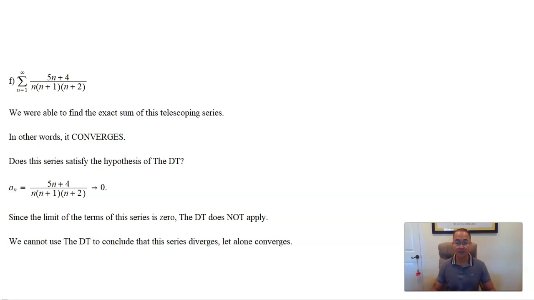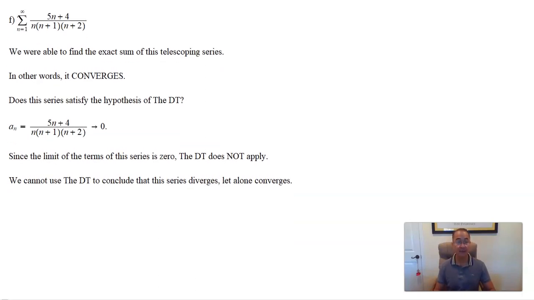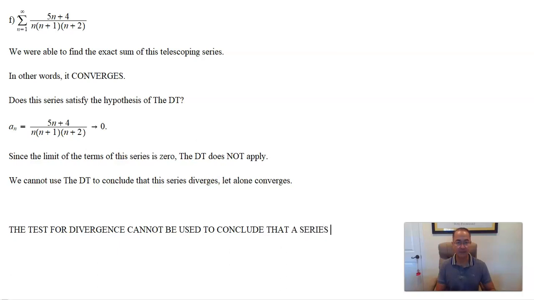Okay, so before I end this video, let me tell you in no uncertain terms: the test for divergence cannot be used to conclude that a series converges. Look at the name. It says test for divergence. The only conclusion that we are allowed to draw by applying the divergence test is that the series diverges. We can never make the conclusion that the series converges.